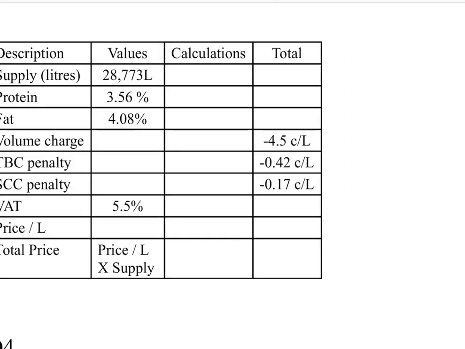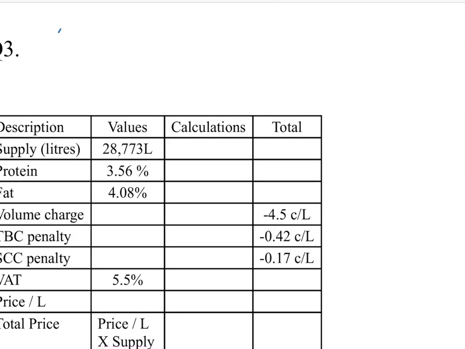Exact same again, our milk price is A plus B minus C. You can see here already we have a few penalties, total bacterial count and somatic cell count, and then a bit of a volume charge as well. Maybe a farmer isn't able to store enough milk on his farm, so the milk processor has to come to his farm every second day, whereas large-scale farms might have larger bulk tanks, and the processor only comes to collect the milk once a week, something like that.